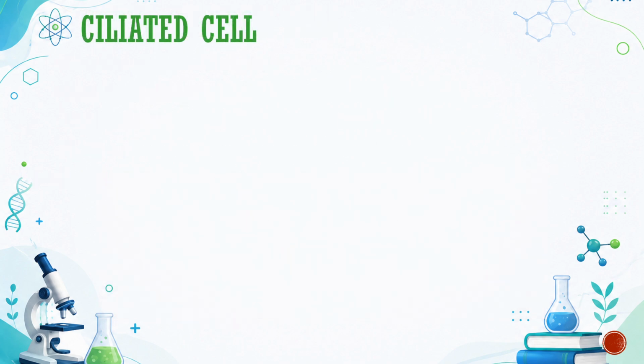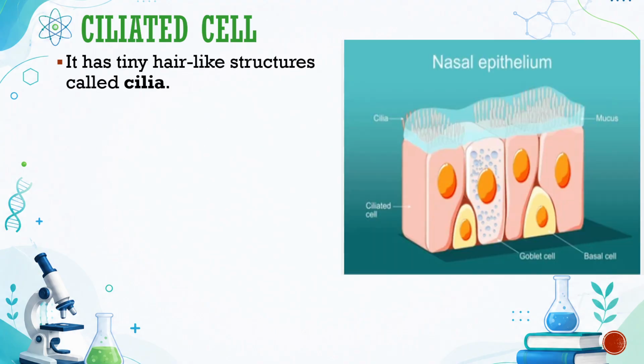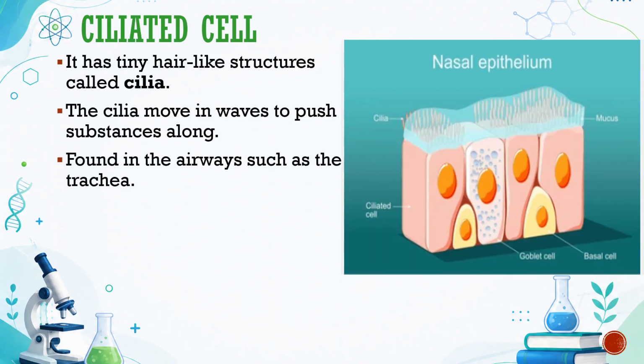All right, that's all about neuron cells. Now let's talk about ciliated cells. As I mentioned, ciliated cells are found in the trachea. As the name suggests, ciliated cells have a tiny hair-like structure on one edge, and that hair-like structure is called cilia.